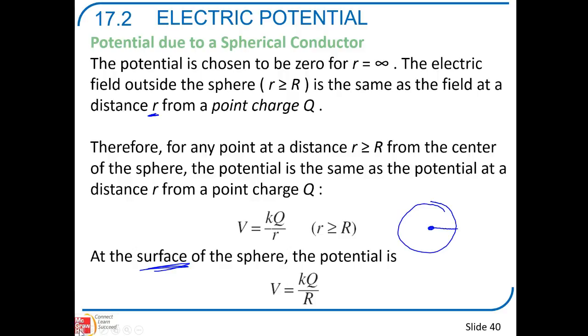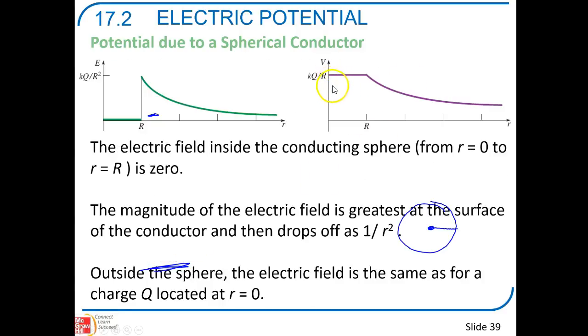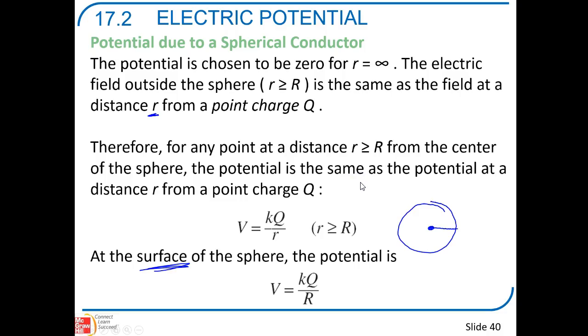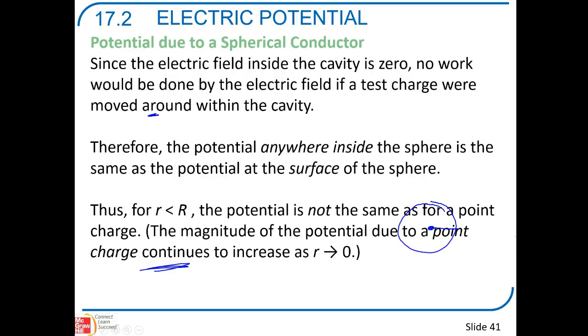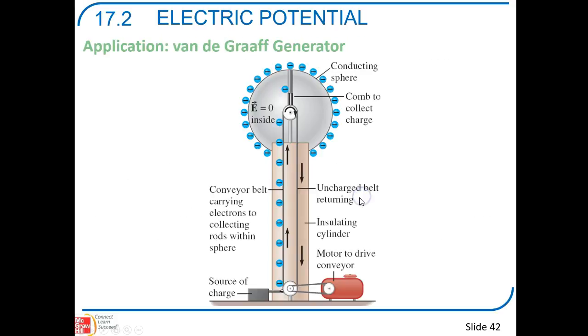It's a little bit easier to see, I think, when we take a look at this picture. It doesn't matter where you are inside that sphere, that potential is the same until you get outside the sphere. And then it decreases proportional to 1 over R. Since the electric field inside that cavity is 0, there's no work done by the electric field, and therefore the potential anywhere inside the sphere is the same as it is on the surface. They've just spent about 3 slides going through the same thing, saying that inside the sphere we have the same potential as right at the surface. That's really all we're looking at.